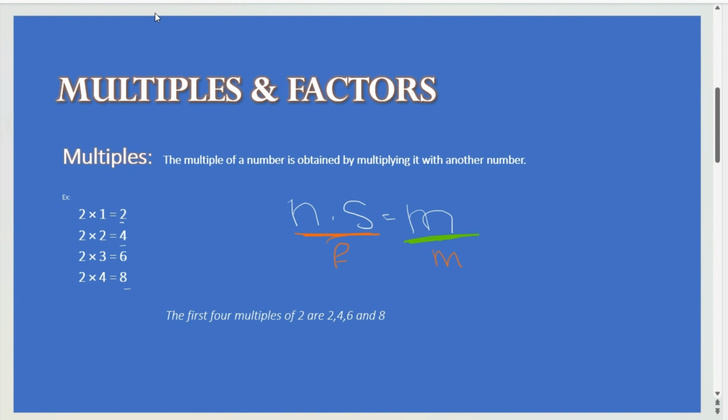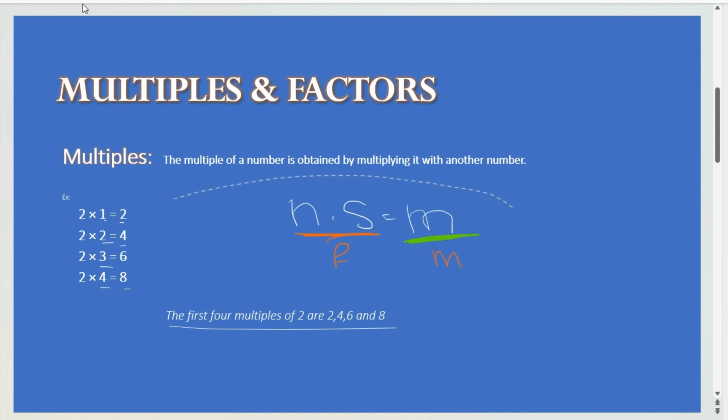So a multiple is made when one number multiplies with another, and then when they multiply, they make a number, and that number is going to be the multiple. So like this. And so here, the first four multiples of 2 are going to be 2, 4, 6, 8, because they go 2 times 1, 2, 2 times 2, 4, 2 times 3, 6, 2 times 4, 8. And so that is going to be the first four multiples of 2.